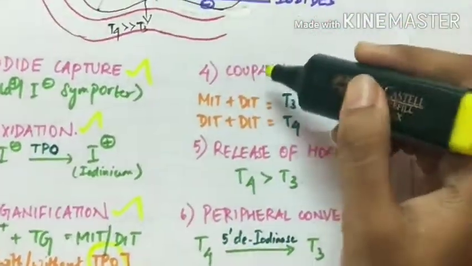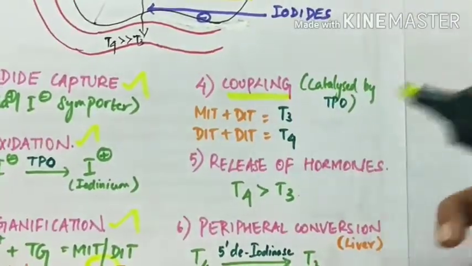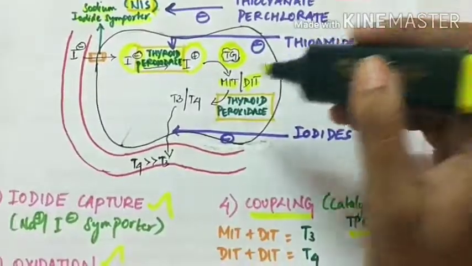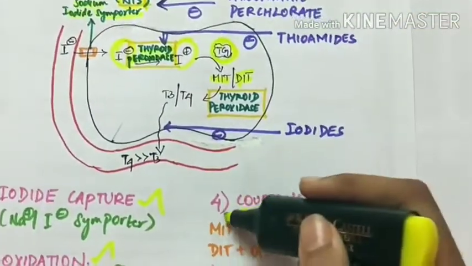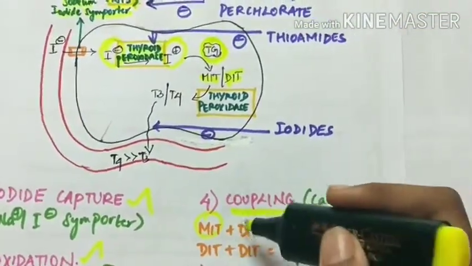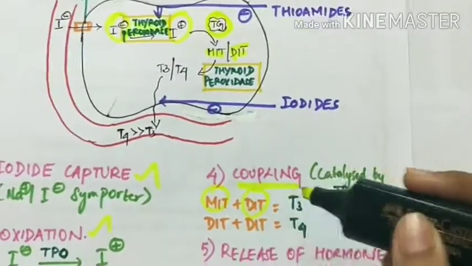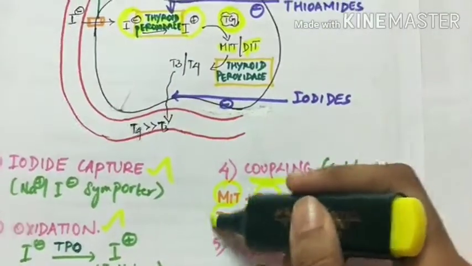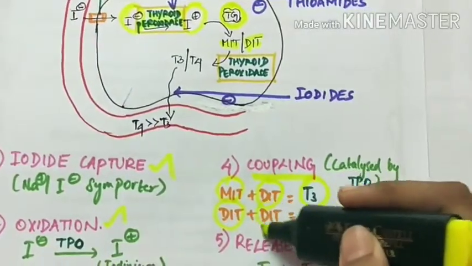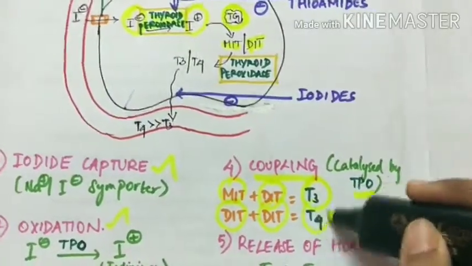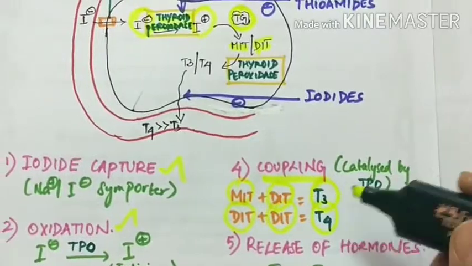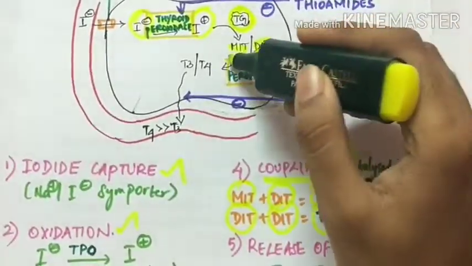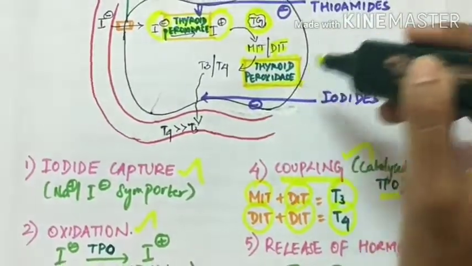The fourth step is coupling, which is catalyzed by thyroid peroxidase. So coupling means one molecule of monoiodotyrosine along with one molecule of diiodotyrosine forms T3, whereas one molecule of DIT along with another molecule of DIT forms T4. This is coupling. For this, thyroid peroxidase is required.